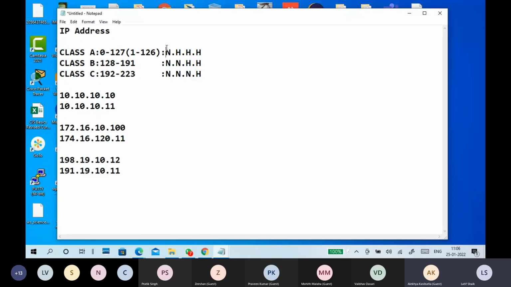Compulsory, guys: when you have two PCs or three PCs or four PCs and they are unable to communicate with each other, there are mainly two or three possible things.